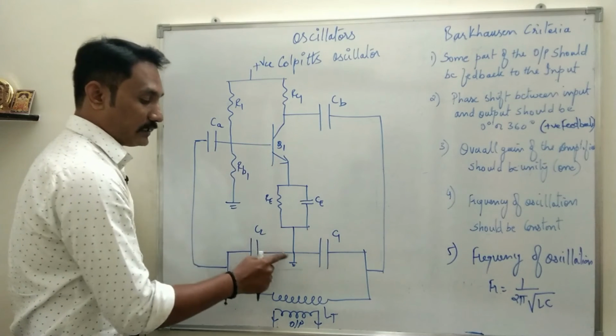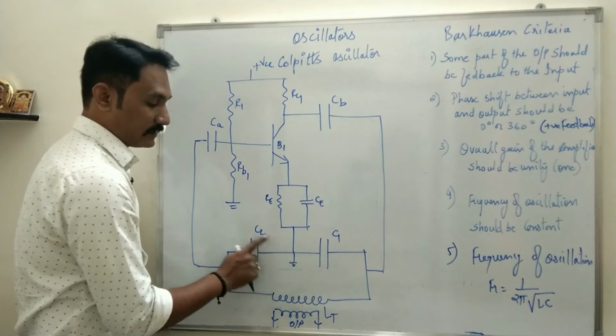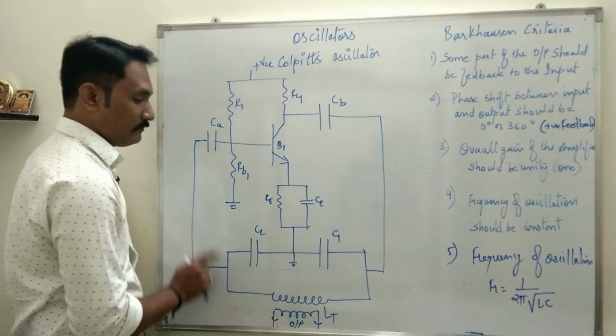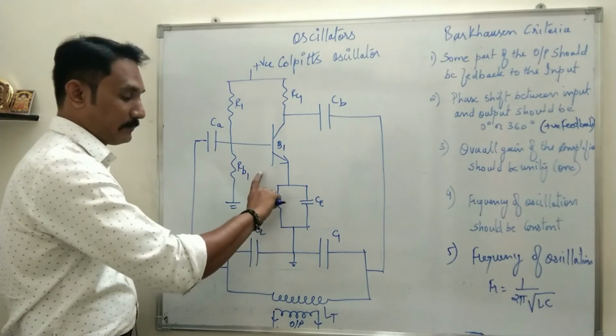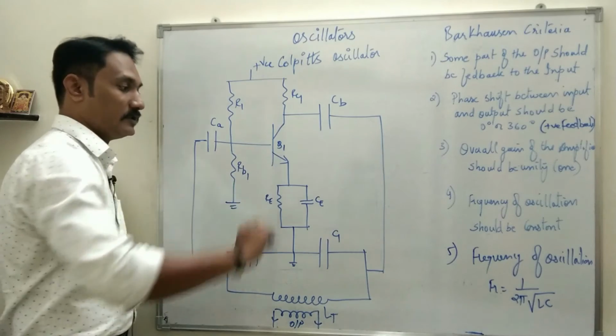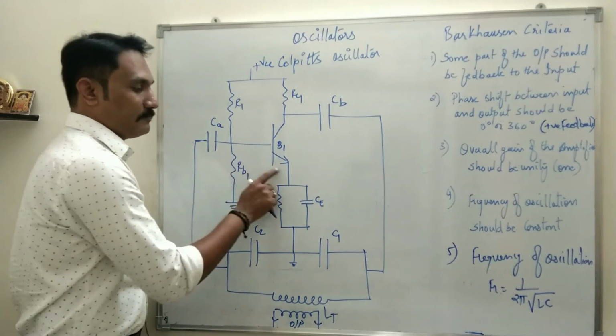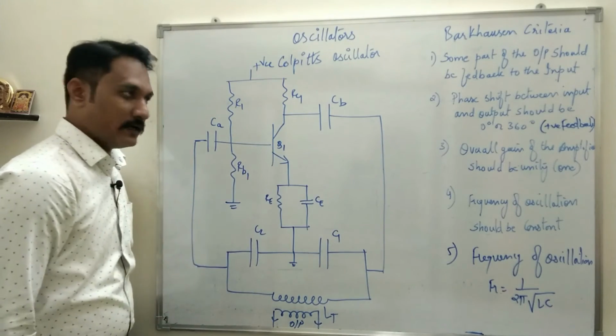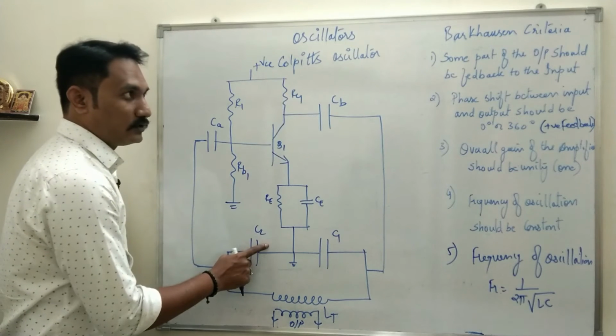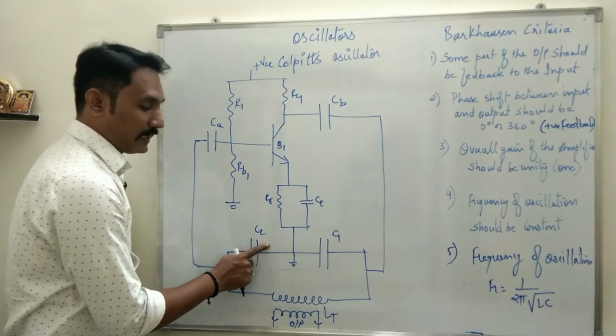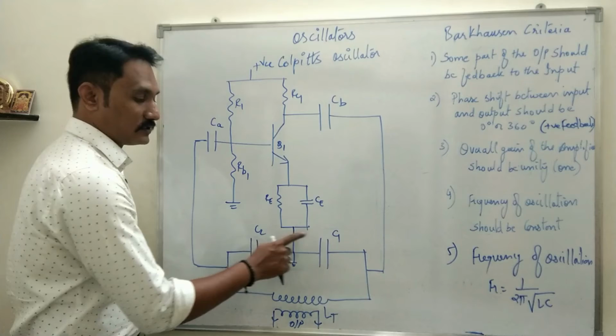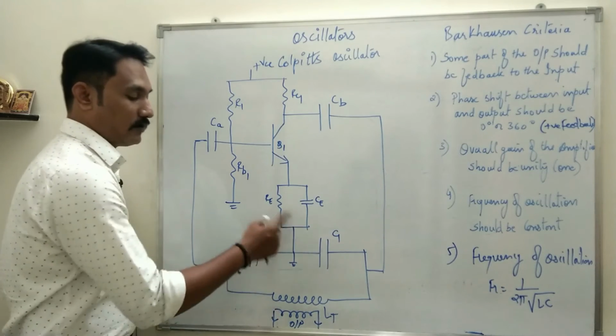Now the potential across the capacitor C2 is some part of the output which is fed back to the input. See, what you can see is a capacitor is connected between this point and ground, and the same point and ground you are connecting a capacitor. So the voltage across the capacitor will be the voltage across the base emitter junction of Q1. So some part of the output should be fed back to the input.